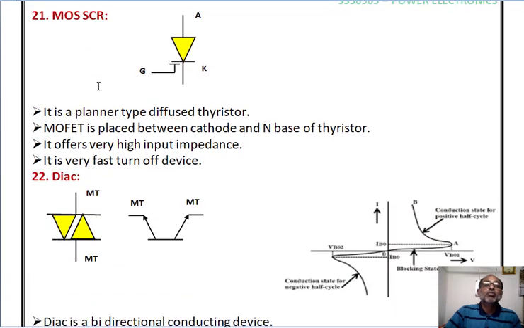Now next, MOS SCR. It is a planar type diffused thyristor. A MOSFET is placed between the cathode and N base of the thyristor, and it offers very high input impedance, and it is a very fast turn off device.